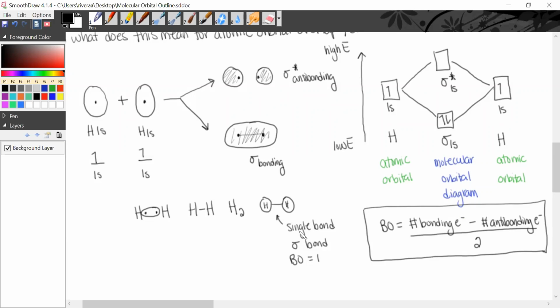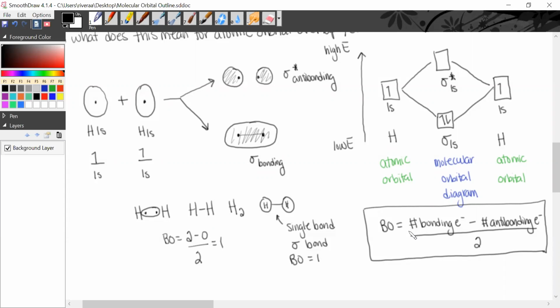So let's calculate the bond order here for the H2 molecule. I know it's 1, but let's prove it. How many bonding electrons are there? Well, look in the bonding orbital, there's 2. Subtract from that the number of electrons in your anti-bonding orbital, there are none, and divide by 2. Voila, a bond order of 1.